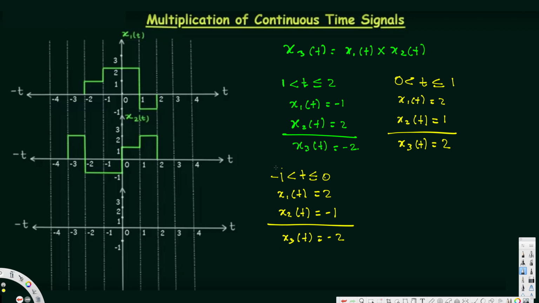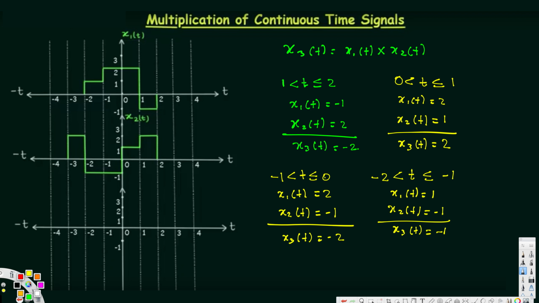Let's look at the next interval, that is -2 to -1. So here t is greater than -2 and less than or equal to -1, and in that interval we have x1 of t equal to 1, and x2 of t, looking at -2 to -1, is equal to -1. If we multiply these two together, that's going to give us x3 of t equal to -1.